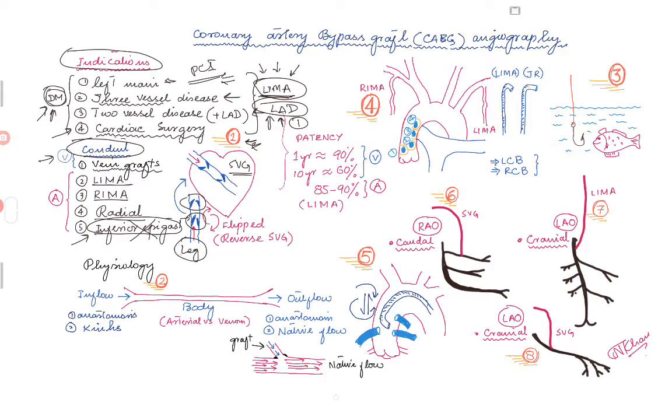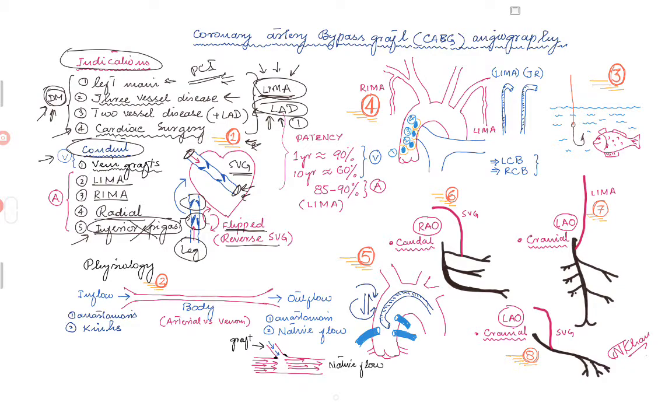So when the surgeons harvest the vein graft from the leg, and they have to put it in the heart, to use it as a bypass, they stick this portion to the aorta and this to the target vessel. What they do is they flip it.